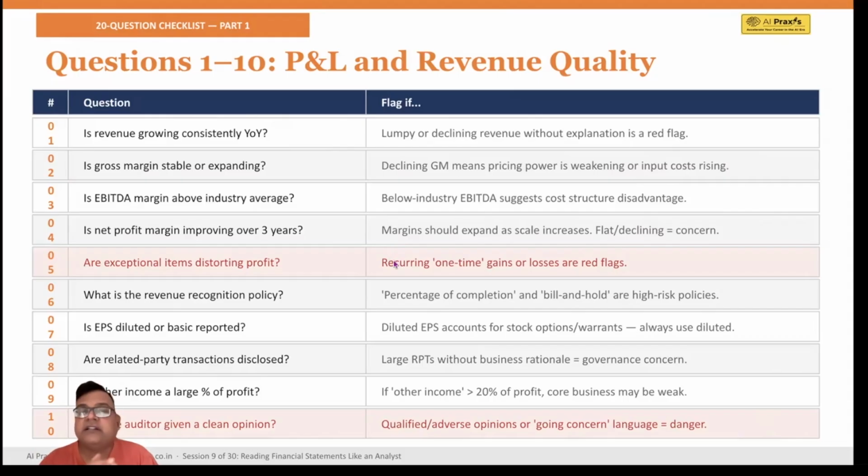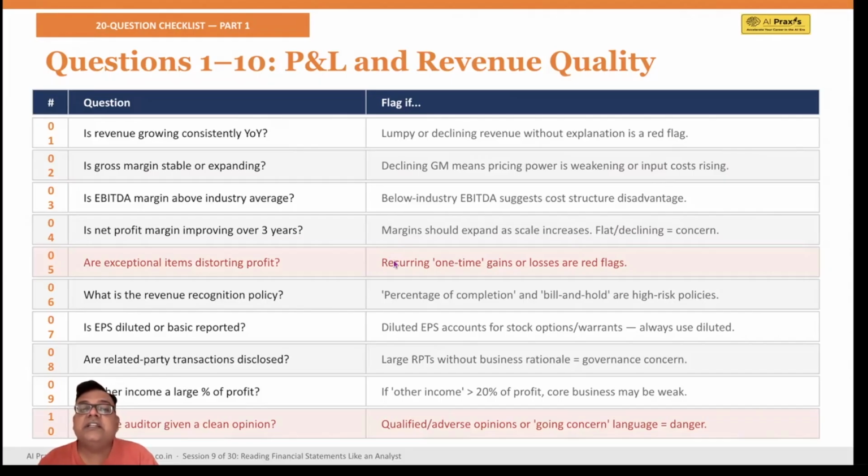Then, are related party transactions disclosed? If there are large transactions with related parties without a clear business reason, that raises governance concerns, which means something is going wrong, right? Is other income a large percentage of growth? If other income is more than, let's say, 20% of total profit, it may mean the core business is weak and profits are coming from non-operating sources.